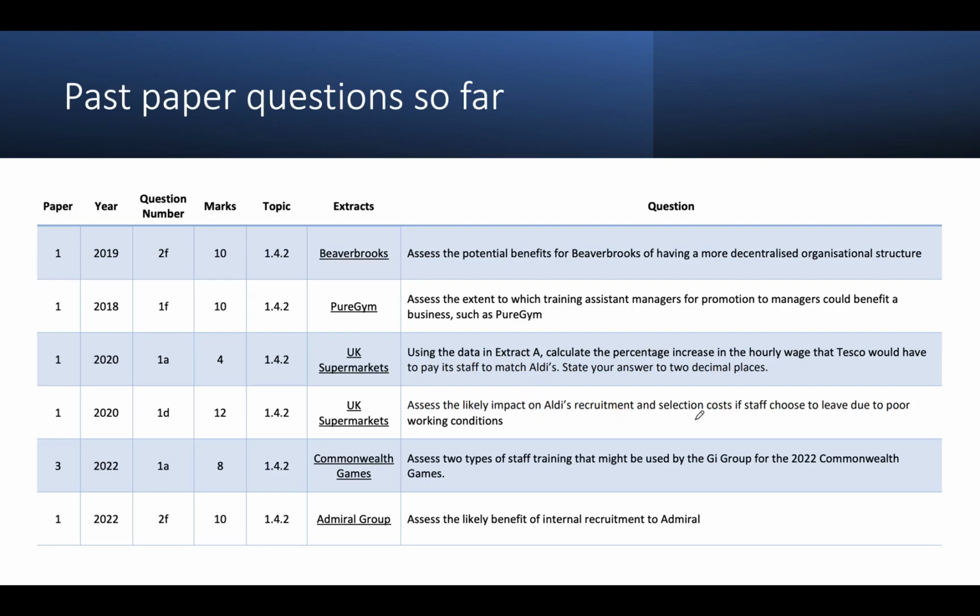This one obviously mentions the name of the title in there, so selection costs if they leave. So the likely impact, we're looking for the hook here on selection costs. Okay, so it's two different areas. Basically, people leaving, they're taking their talent with them. They've got to go out and recruit them all again, haven't they? Okay, so we can look at that as a 12 marker.